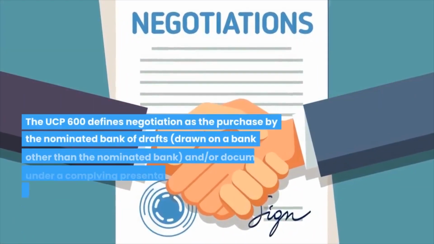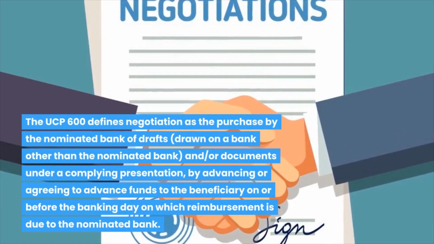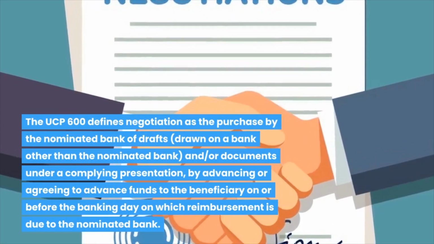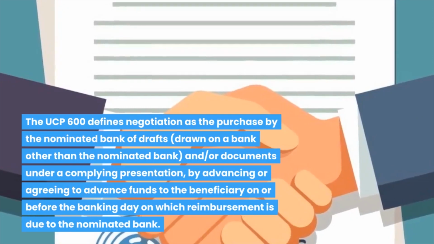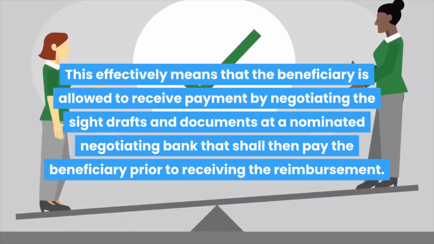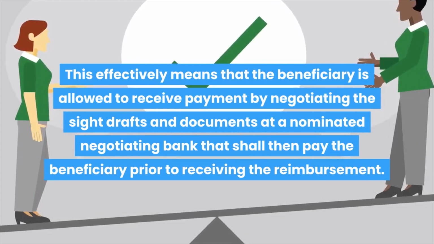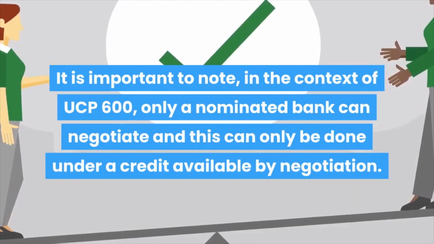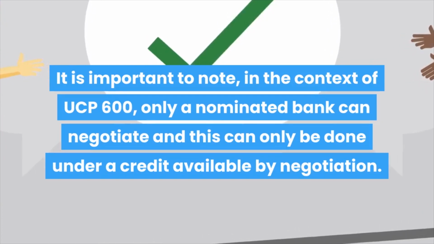4. Negotiation. The UCP 600 defines negotiation as the purchase by the nominated bank of drafts drawn on a bank other than the nominated bank and/or documents under a complying presentation, by advancing or agreeing to advance funds to the beneficiary on or before the banking day on which reimbursement is due to the nominated bank. This effectively means that the beneficiary is allowed to receive payment by negotiating the sight drafts and documents at a nominated negotiating bank that shall then pay the beneficiary prior to receiving the reimbursement. It is important to note, in the context of UCP 600, only a nominated bank can negotiate, and this can only be done under a credit available by negotiation.